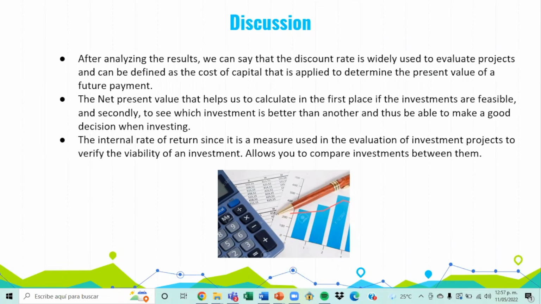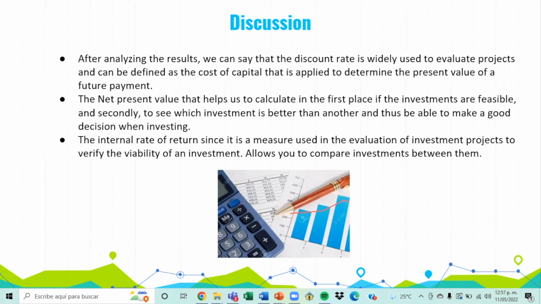Discussion. After analyzing the results, we can say that the discount rate is widely used to evaluate projects and can be defined as the cost of a capital that is applied to determine the present value of a future payment. However, as we could see in the results, it is necessary to calculate the net present value that helps us to calculate in first place if the investment is feasible. Secondly, to see which investment is better than another, and thus be able to make a good decision when investing.